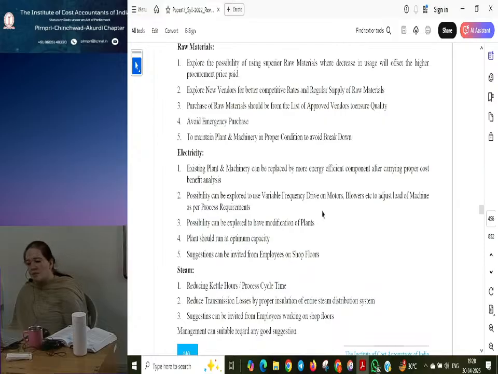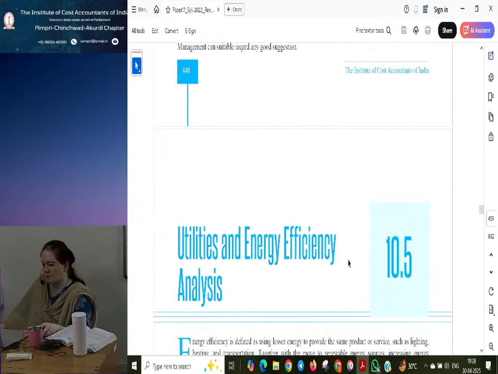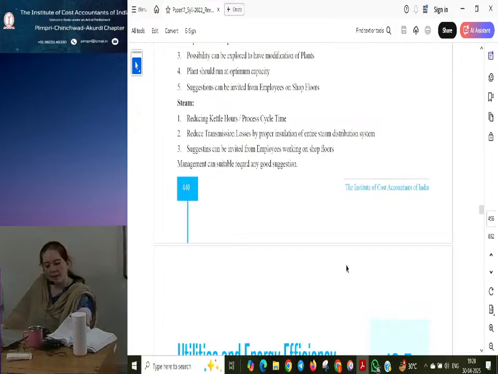Then coming to steam, how do we reduce the process cycle time, reduce the kettle hours, reduce transmission losses. So in cost audit we actually studied something called the enthalpy value of the steam, that is the steam escaping from the turbine, which is low in pressure. Okay, so suggestions can be invited from employees who are working on shop floors. So this was all about capacity utilization, productivity and efficiency analysis.